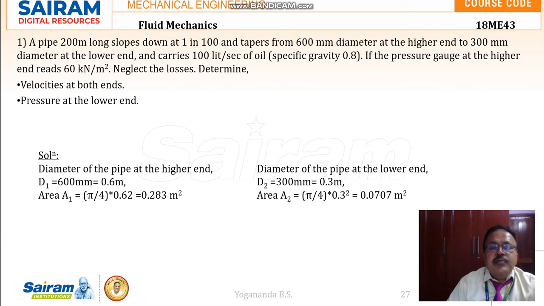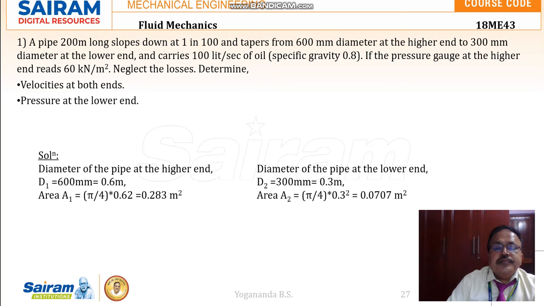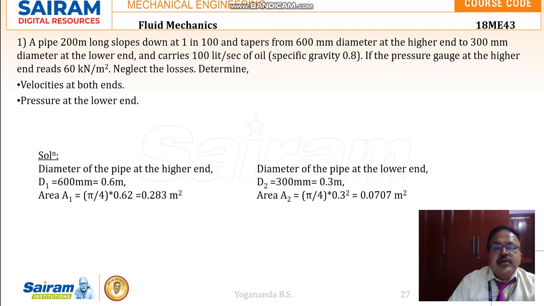So it tapers from 600 millimeter dia at the higher end, that is, at the higher end the diameter is 600 millimeter and at the lower end it is 300 millimeter. Here it carries 100 liters per second of the oil. So the discharge is given as 100 liters per second, and the oil specific gravity is 0.8.